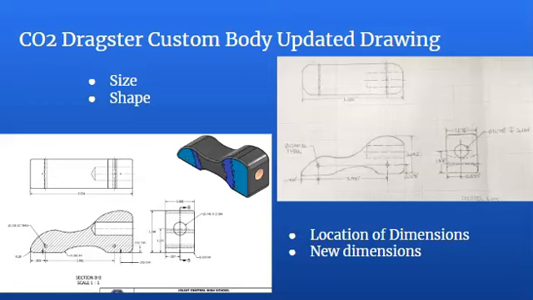Small changes such as the location of dimensions also occurred. Because I added new dimensions such as the fillet radius, I needed to move the old dimensions found in the old drawing. This can especially be seen comparing both drawings' front and right side views.